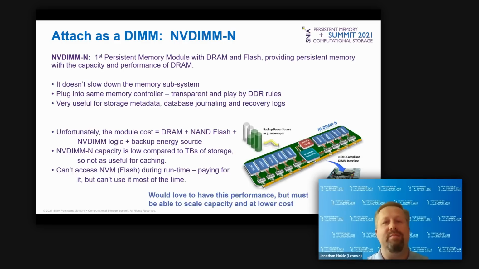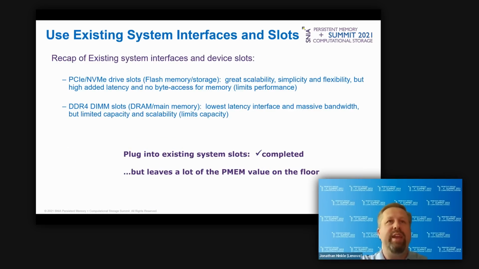So really, we want this performance closest we can get to DRAM, but unfortunately, we still want that capacity, and we also want it at lower cost. So just a recap, where are we at with existing system interfaces and device slots? So we have PCIe and NVMe drives, which are really designed for flash memory and storage, which gives us that scalability, the flexibility, but it's high added latency, so it limits your performance.